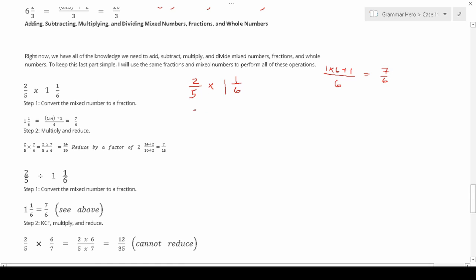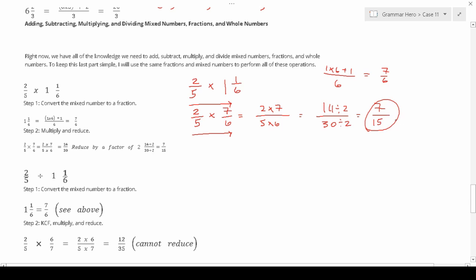This becomes now 2 over 5 times 7 over 6. Now we just multiply straight across, as I taught you just a few minutes ago. So this becomes 2 times 7 over 5 times 6. 2 times 7 is 14. 5 times 6 is 30. Now we can reduce this if we wanted to. We can divide top and bottom by 2. 14 divided by 2 is 7. 30 divided by 2 is 15. Can't reduce this, it's in reduced form. So this combined your knowledge of converting from a mixed number to an improper fraction, and multiplication of fractions. Okay?